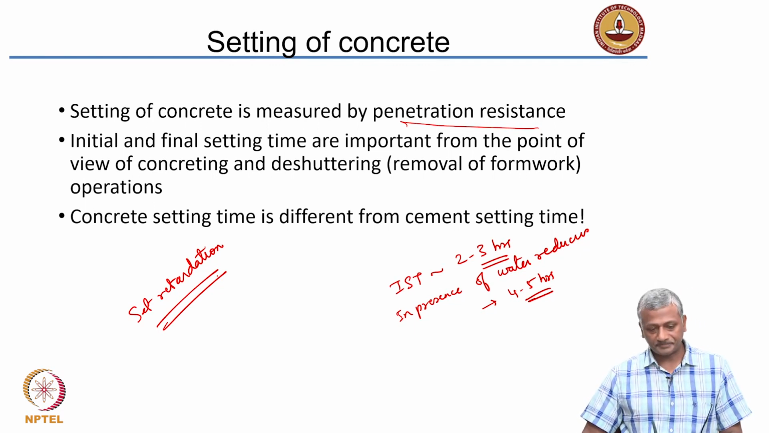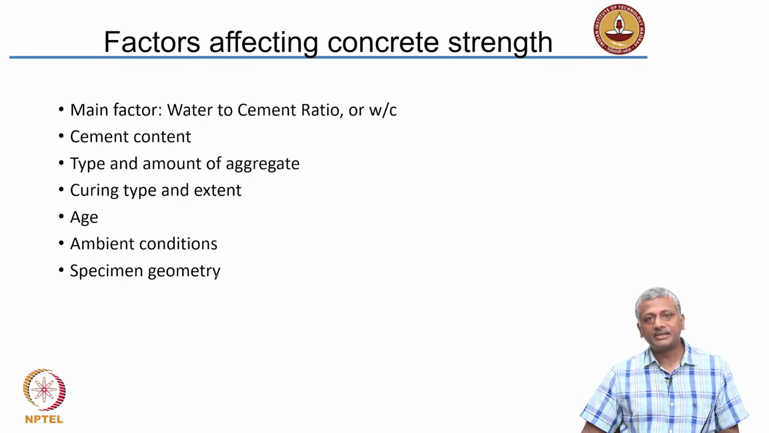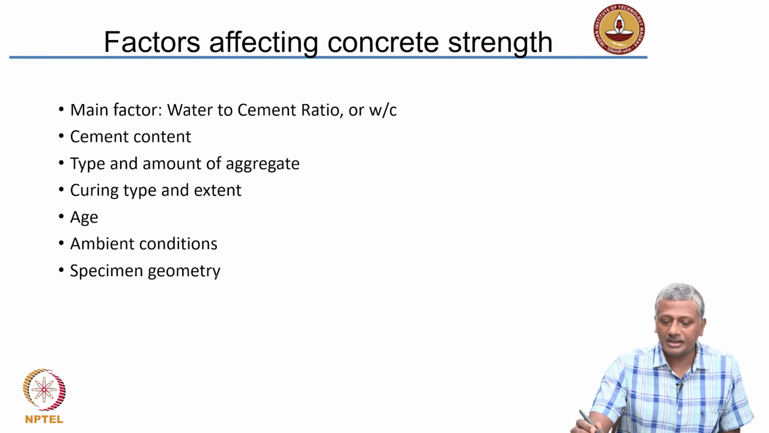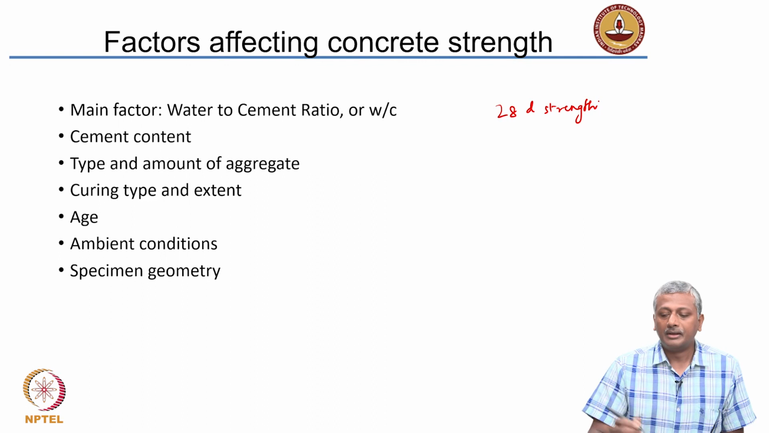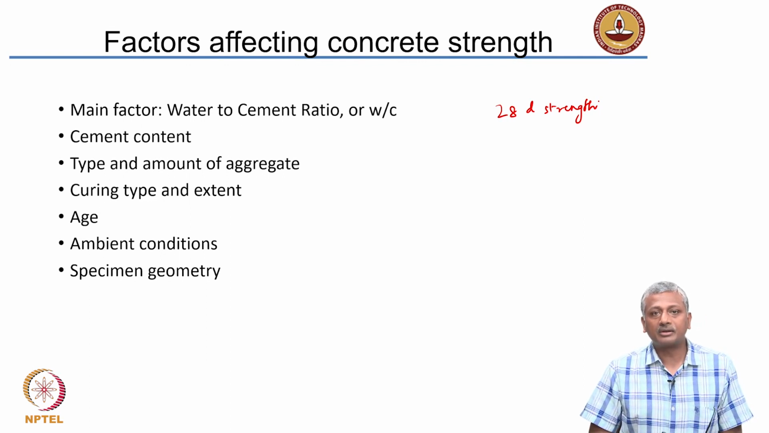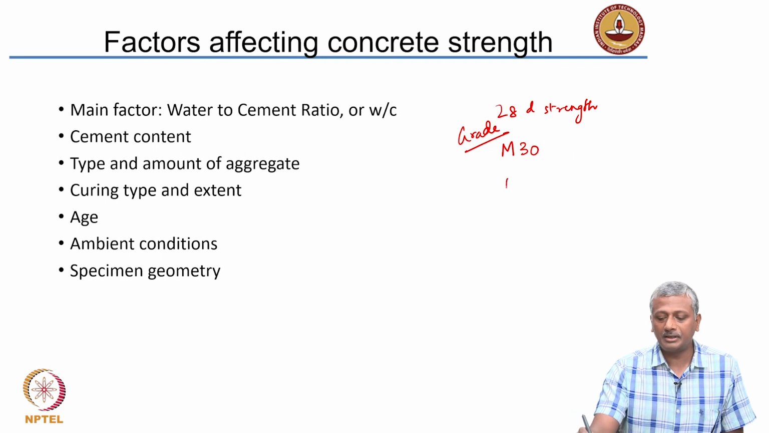Okay, so once concrete sets and hardens, it starts gaining strength, right? Concrete starts gaining strength rapidly at first, and then the rate of strength gain slows down. Usually, as in concrete design, we are familiar with the use of concrete strength at 28 days. We generally talk about 28 days strength. Okay. So, in most cases, you will see that concrete is specified in terms of a grade. So grades of concrete are, let's say, M30, M40, etc.